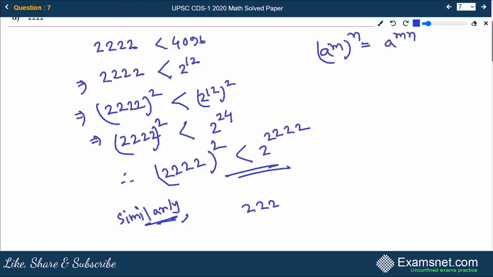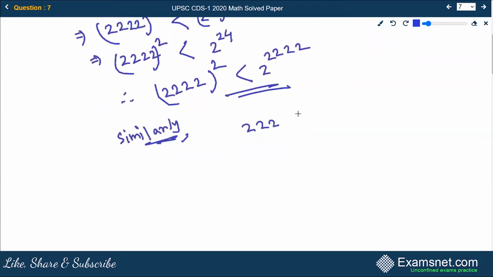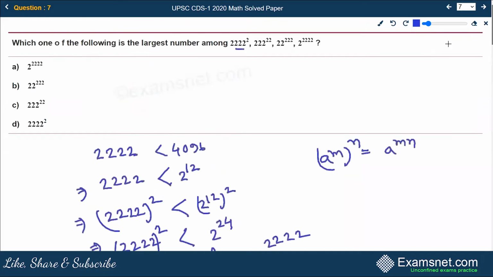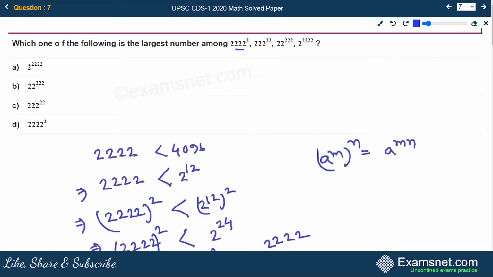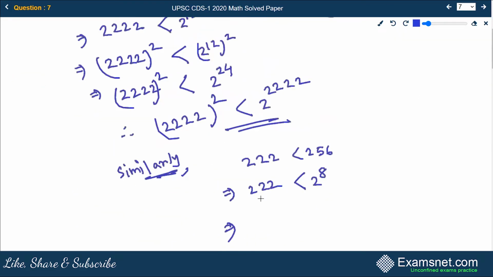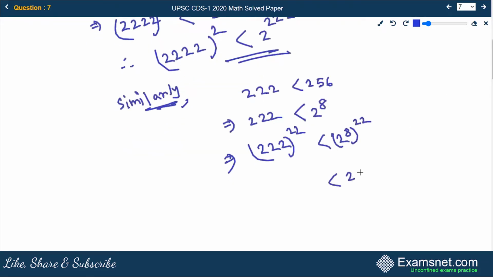222 is there in the given numbers. So that is less than 256, whereas 256 can be written as 2 to the power 8. So obviously 222 is less than 2 to the power 8. Now look, 222 whole to the power 22. Let's put 22 in the power for both sides. So it will become 2 to the power 8 whole to the power 22, that is 2 to the power 176. So 222 whole to the power 22 is less than 2 to the power 176.